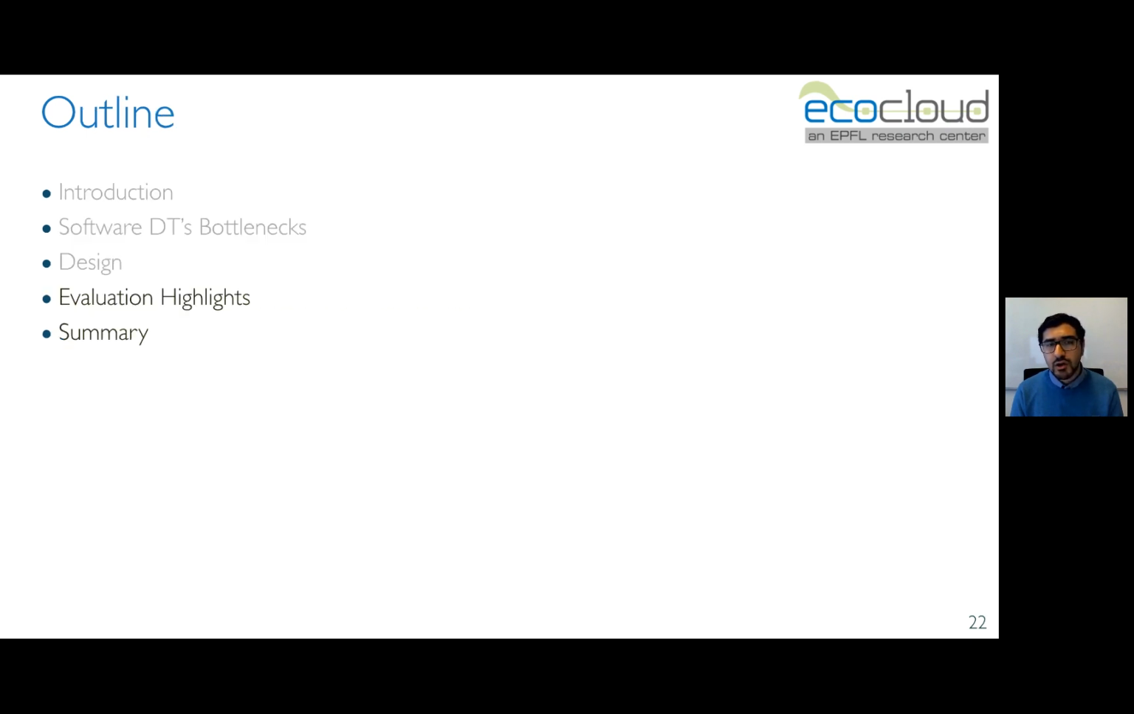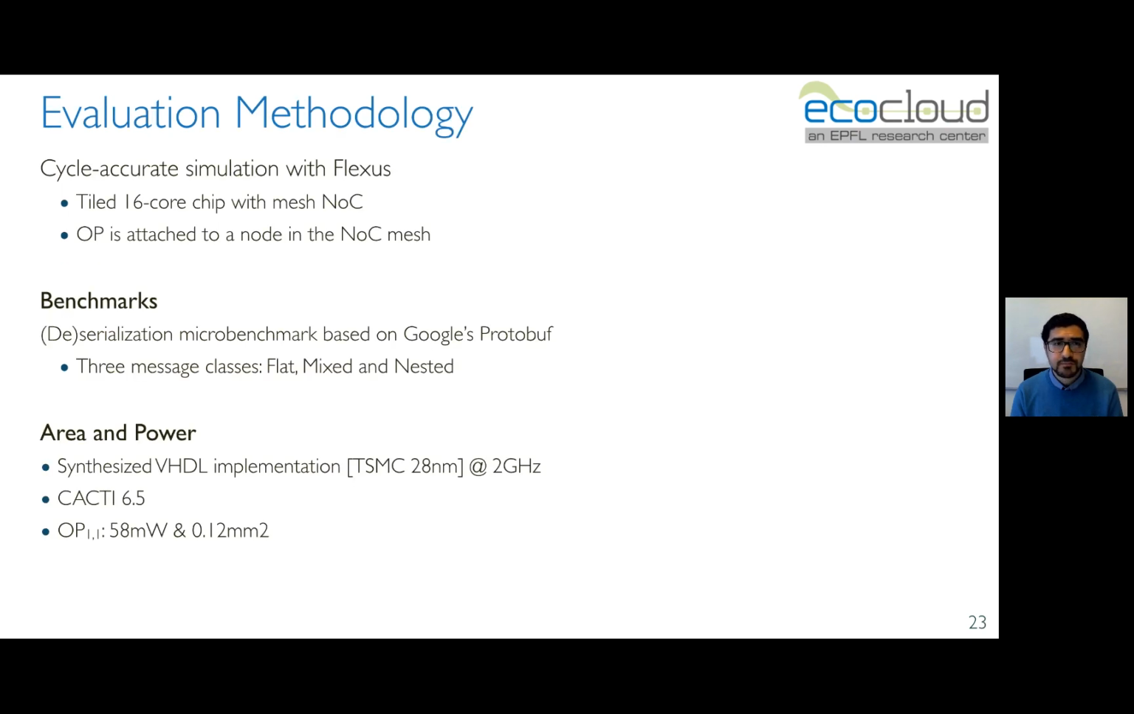Okay, so now I'll talk about our evaluation highlights, which is focused on OP's ability to perform line rate transformation. Here's our evaluation methodology. We use our cycle-accurate full system simulation infrastructure Flexus. We model a tiled 16-core chip with a mesh NOC and assume OP is attached to a node in the mesh. We run serialization and deserialization macro benchmarks based on Google's Protobuf using 3 message classes: flat, mix, and nested.